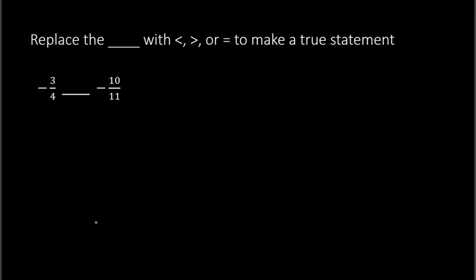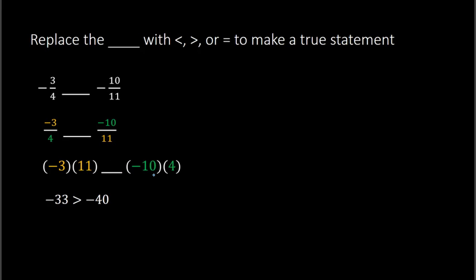One more example, but this one has negatives. If you see a negative, put the negative in with the numerator. So instead of this, you would have -3 on the top and 4 on the bottom. And the negative put with the 10 and then 11 on the bottom. So here, do the same thing. I multiply across, -3 times 11, put that on the left side. 4 times -10, put that on the right side. When I multiply, I have -33 on the left, -40 on the right. -33 is bigger than -40, so -3/4 is bigger than -10 over 11.